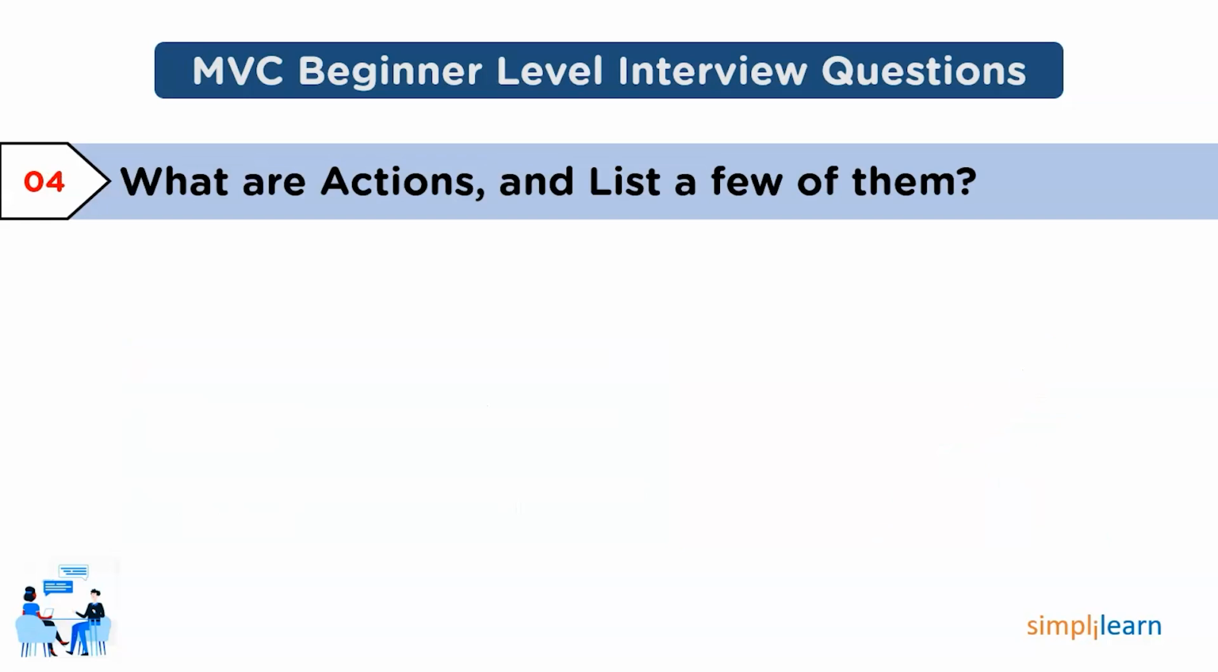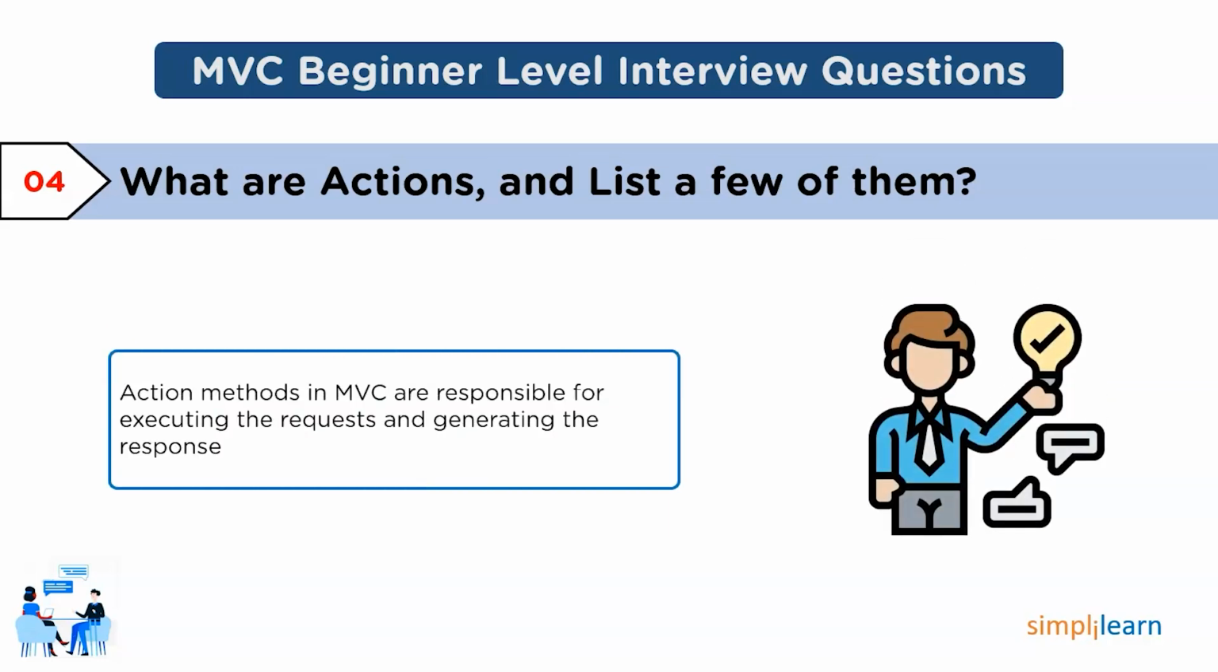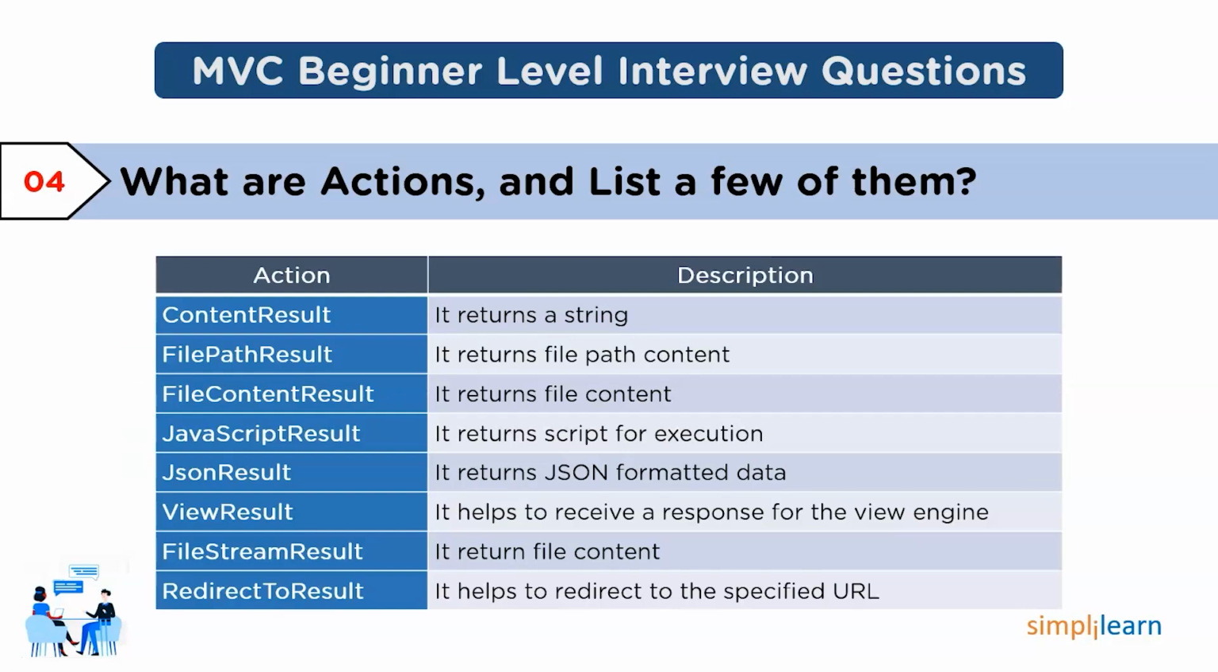What are the actions, and list a few of them? Action methods in MVC execute the request and generate the response. Actions have one-to-one mapping with the user. Here is a list of few of the actions.